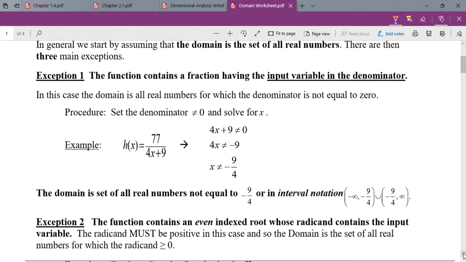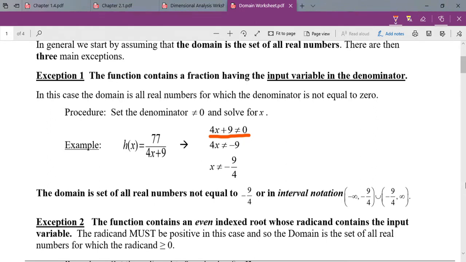Exception 1. The function contains a fraction having the input variable in the denominator. In this case, the domain is all real numbers for which the denominator is not equal to 0. So, for our procedure here, we set the denominator not equal to 0, and we solve for x. For this example here, we've got this function h of x equals 77 over 4x plus 9. We set the denominator not equal to 0, and we solve. Simply here we are subtracting 9 on each side, and then we're dividing by 4. So for our domain here, we see that x cannot equal negative 9 over 4.